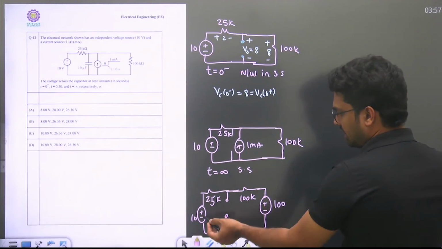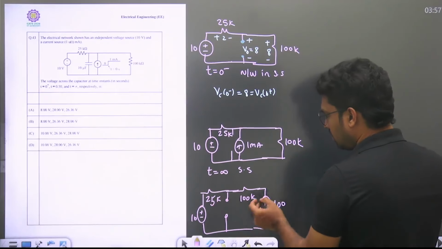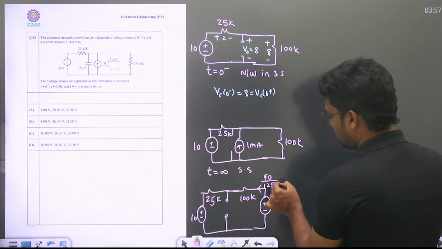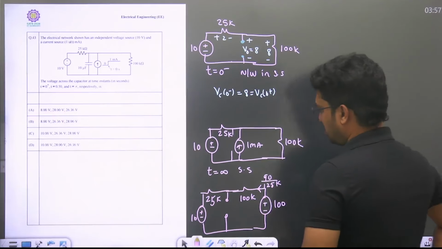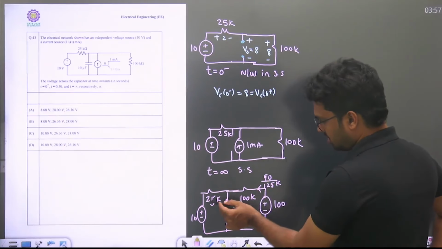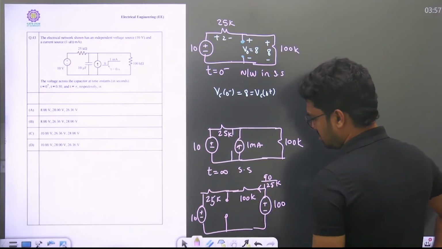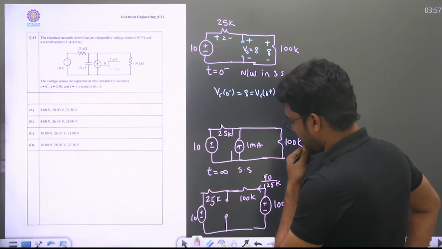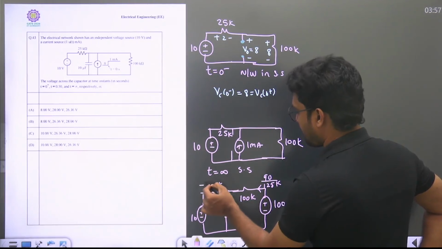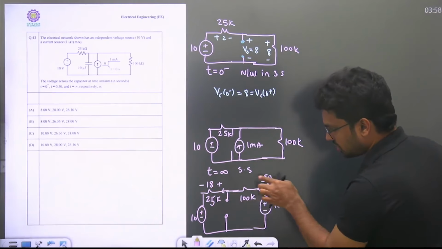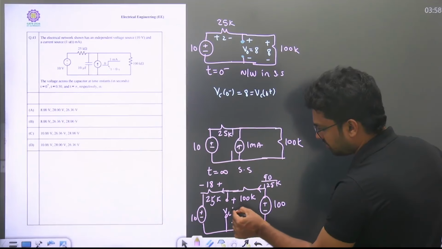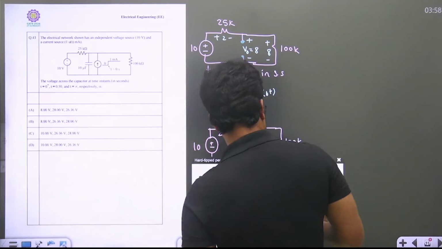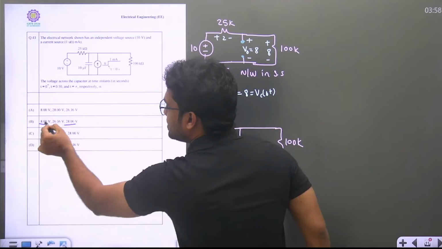So 100 minus 10 is 90. This current will be 90 upon 125. And if you multiply them, what is the drop? You will get 90 by 5, which is 18, because I just multiply these two things. So what is my Vc of infinity? 18 plus 10, 28. So you can see the options. Vc of infinity is 28, and this is 8 only here.